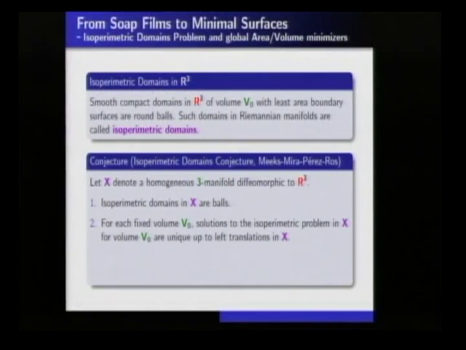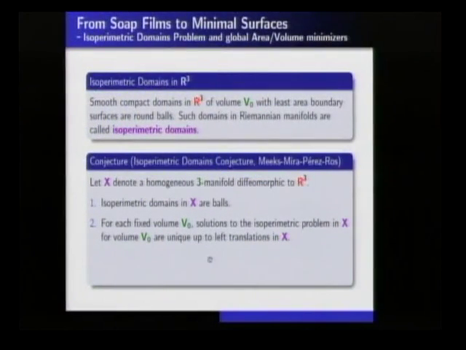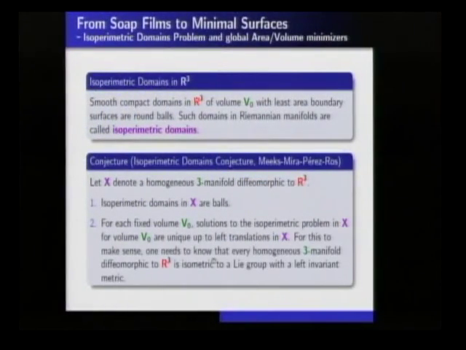So in R3, we have a unique solution to the isoparametric problem. You fix a volume, you get a round sphere. Well, here's another solution. It's a round sphere, and I can translate one of those balls into the other balls. But what does translation mean? In fact, what does left translation mean? Well, in order for that to make sense, in other words, I want the symmetry to be left translation, I better have a Lie group structure.